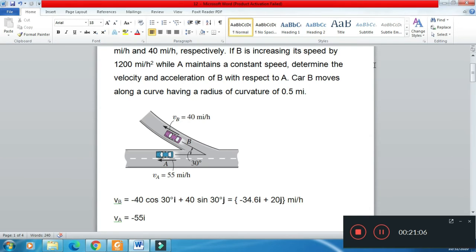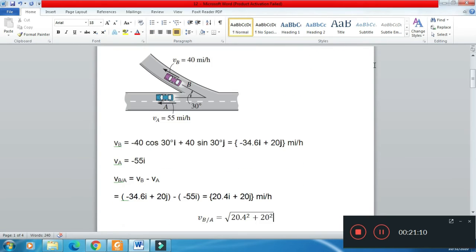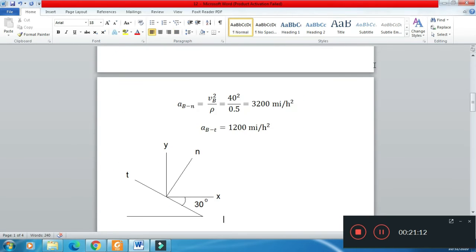So we have to find both accelerations. Normal acceleration is v_B squared over rho. The radius of curvature is given as 0.5, and the velocity of B is 40. So we calculate, and we get 3200. The speed is increasing at a rate of 1200 miles per hour squared. So tangential acceleration is 1200.